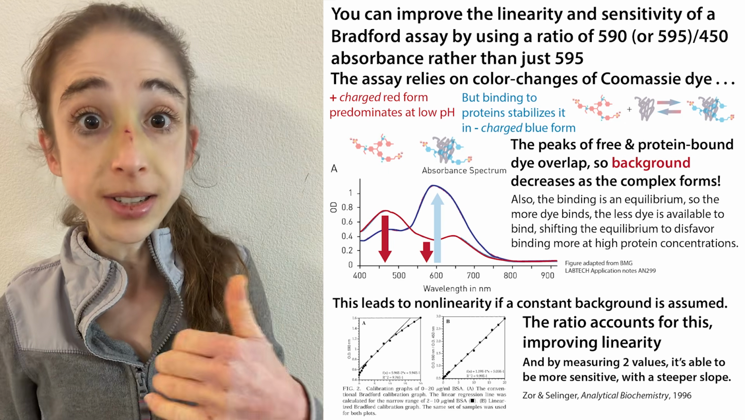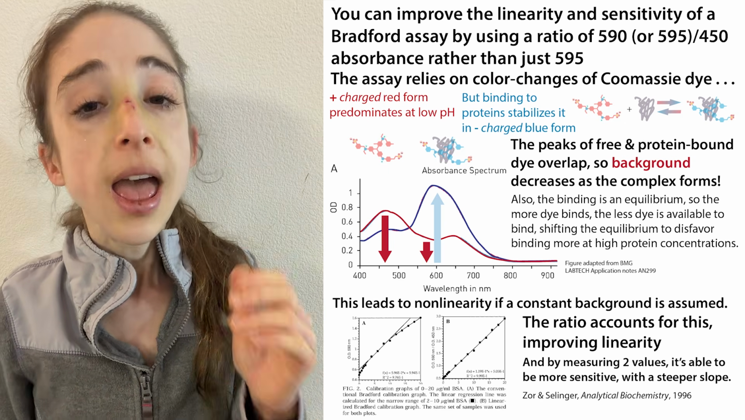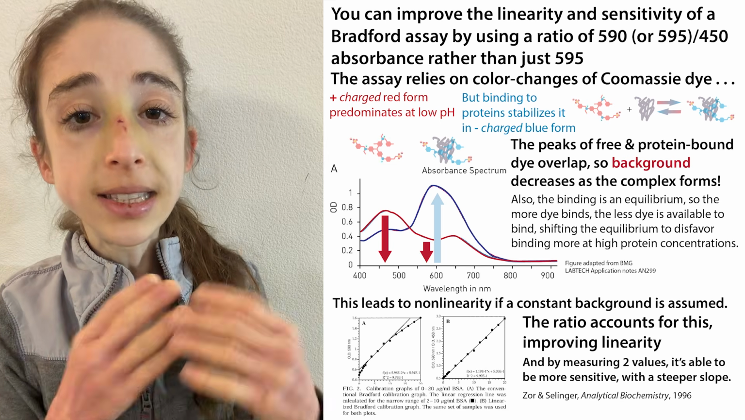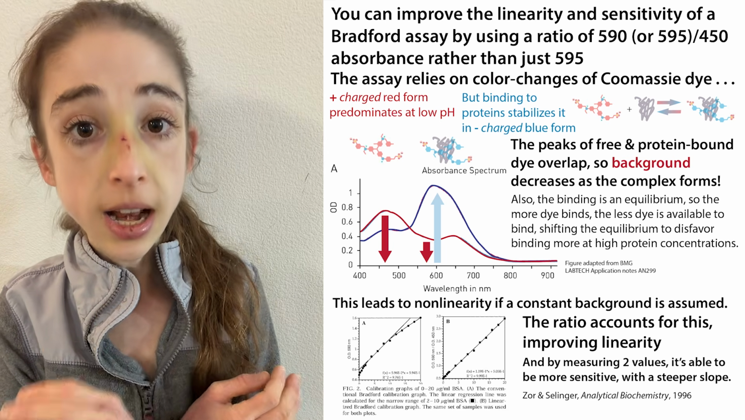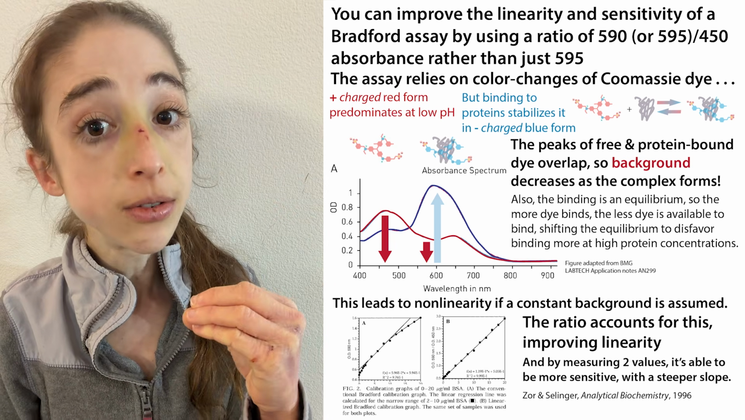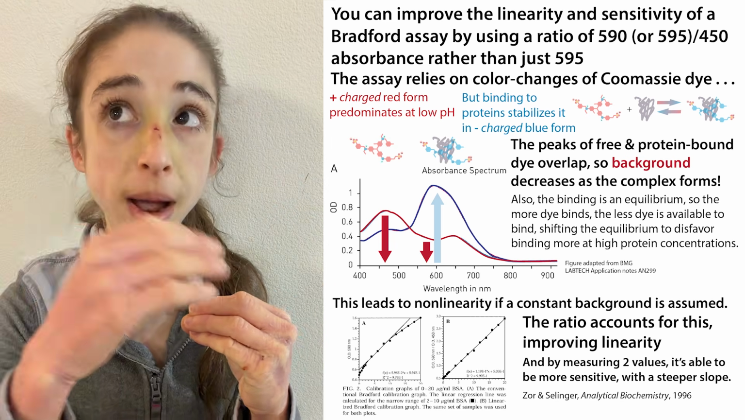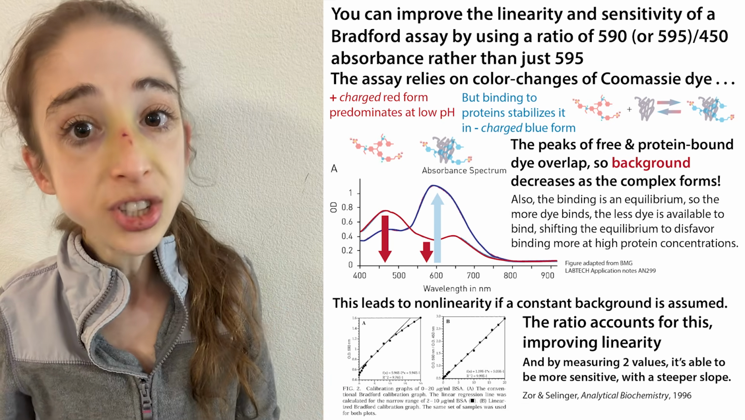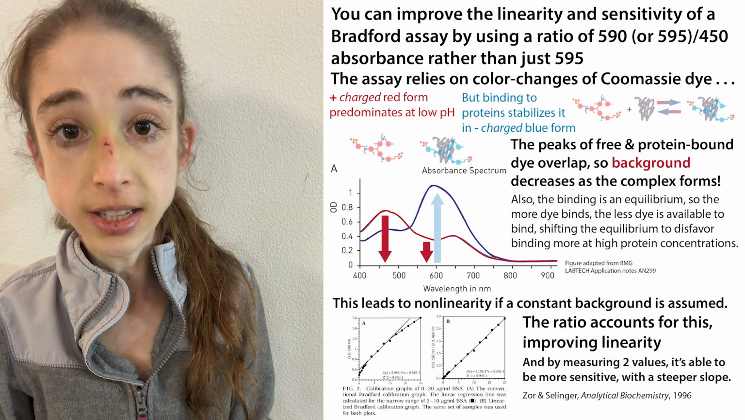Also, what's going down is the amount of free dye. And the binding of the dye to the protein is reversible. It's an equilibrium reaction. As the dye is getting used up, the concentration of dye is going down, which makes it so that binding is less favorable. So you have these multiple things going against you at these higher concentrations.